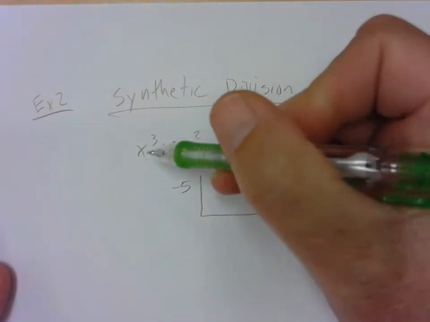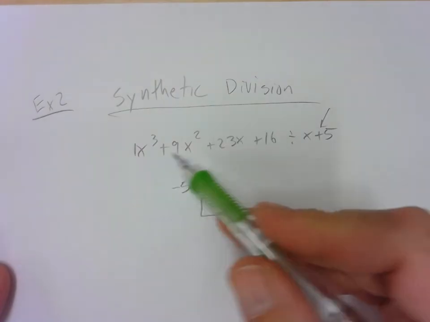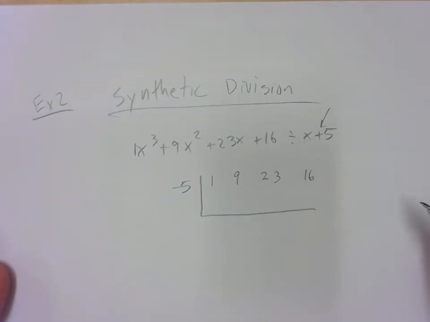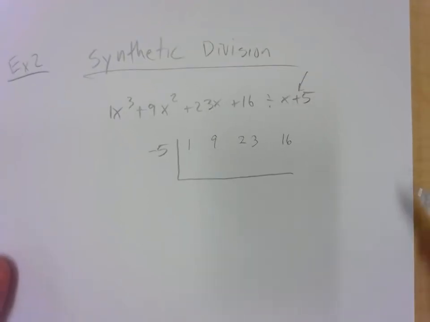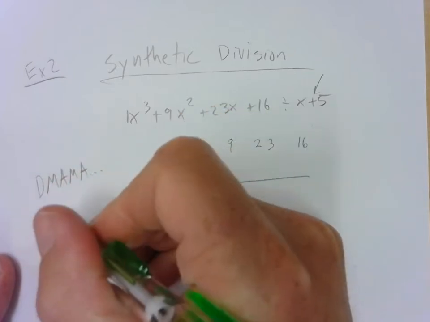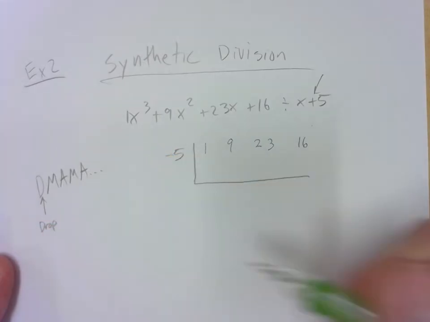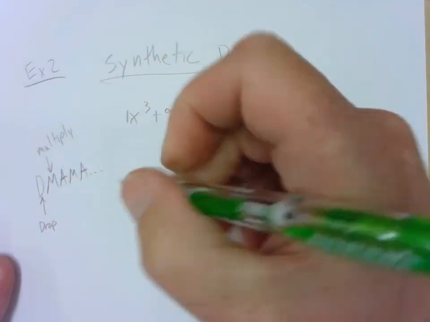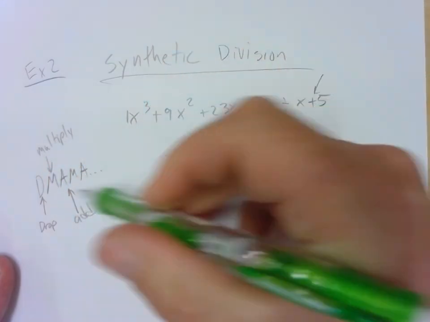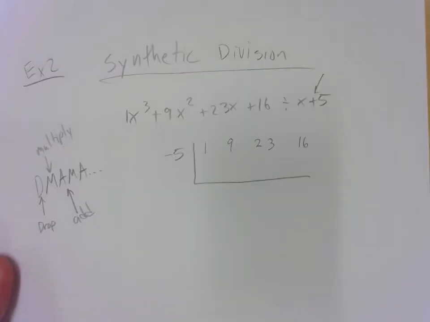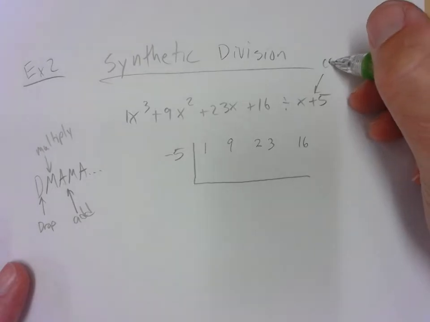All right, we're going to strip away the coefficients. So the coefficients are 1, 9, 23, and 16. So write 1, 9, 23, and 16. Now we're going to follow a procedure called DMAMA. D-M-A-M-A. So D stands for drop. We drop the first thing down. Then the next one stands for multiply. Okay, and the next one stands for add. And we keep multiplying and adding until we're done. All right. There, now we're in perfect focus. So we drop, we multiply, we add, we multiply, we add. But we got to change this sign to make this work.